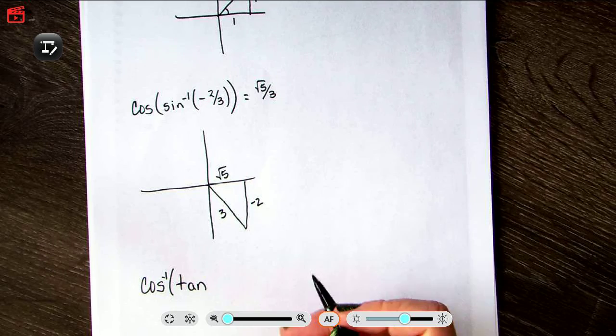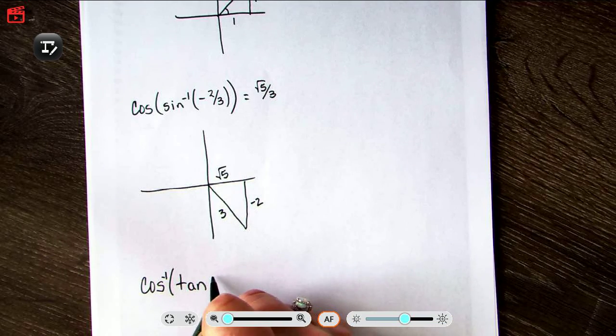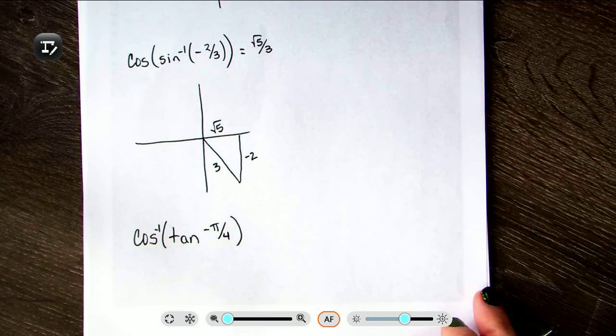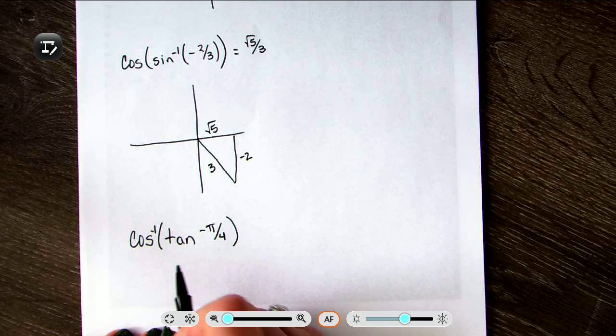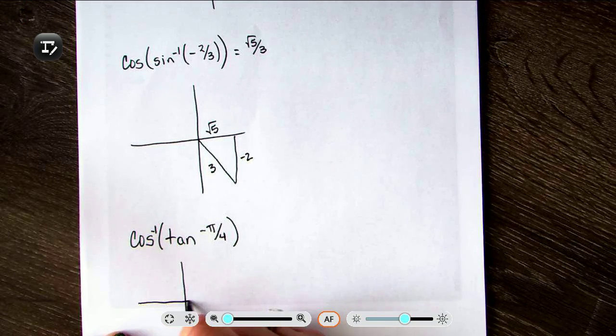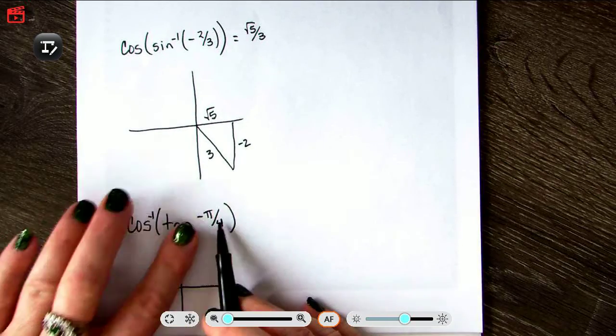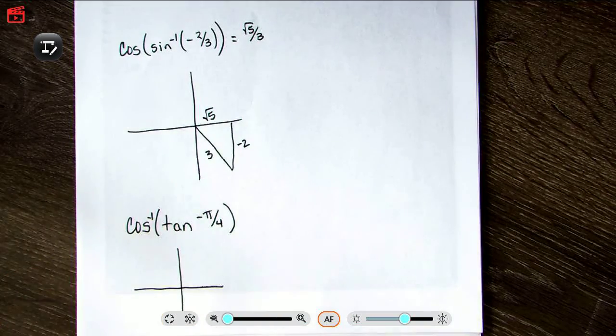Let's do the inverse cosine of the tangent of a negative pi over 4. Okay, starting on the inside. Notice I have a regular tangent. So this is an angle, and this is where you really start learning: what am I working with? What am I getting out? Where am I at? All of those little details start getting more and more important. It's all about the little details.